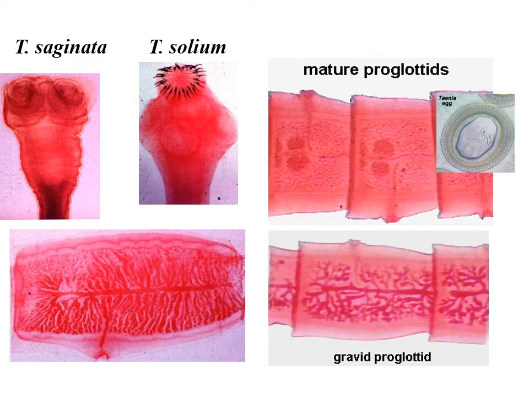This diagram to the left shows you the scolex of Taenia saginata, the beef tapeworm, which is infecting cattle, and beside it is the scolex of Taenia solium, which is the pork tapeworm infecting pigs. And here you could see in the scolex of Taenia solium, there is almost a row of spines or hooks.